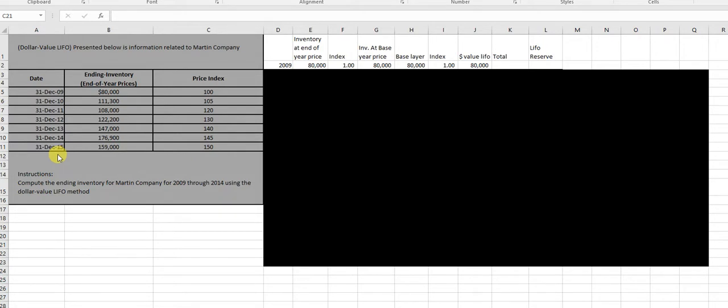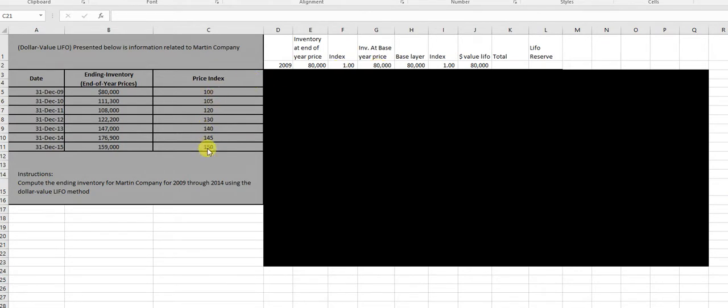So basically, what you're doing is you're bringing the prices back down to the base year, which is the price index of 100%, and then you're identifying the layers and bringing those individual layers back up to their current year. So in 2009, the first year will always be sort of not necessary to do, but I have 80,000 divided by the price index gives us this. So this in essence is E divided by F equals G.